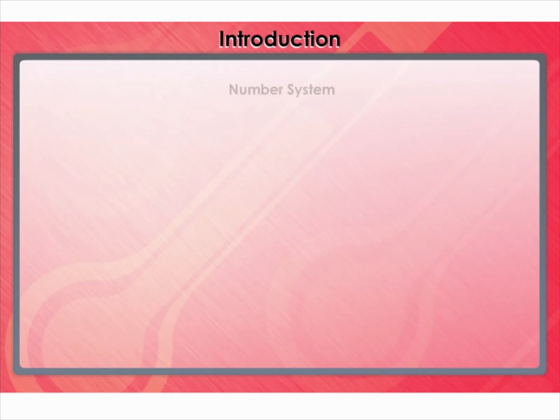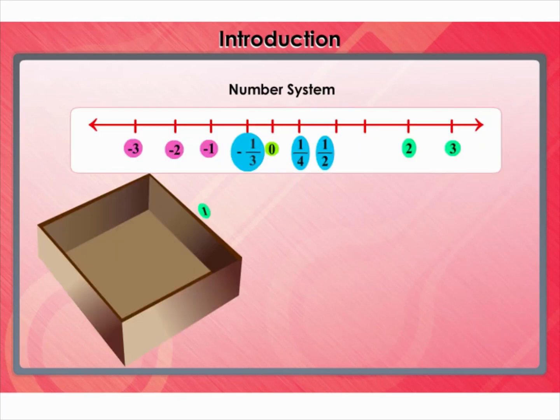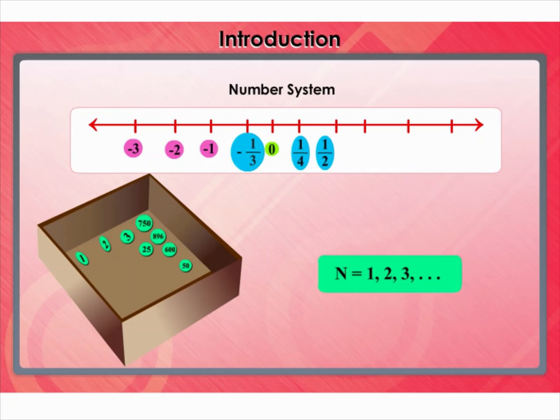Introduction. Welcome to the chapter Number System. You already know how to represent various types of numbers on a number line. Pick up only natural numbers like 1, 2, 3 and so on and drop them into the box. Now this box contains infinitely many natural numbers. We denote this collection of natural numbers by the symbol capital N.